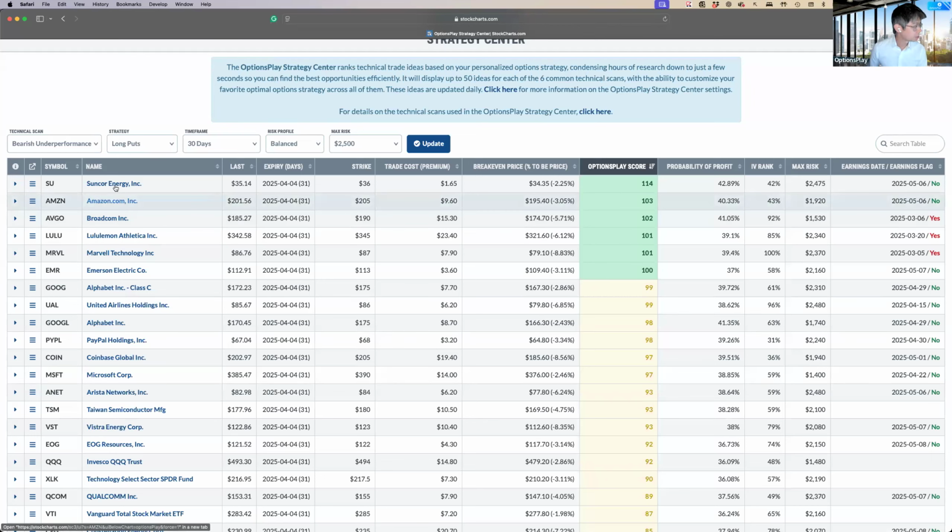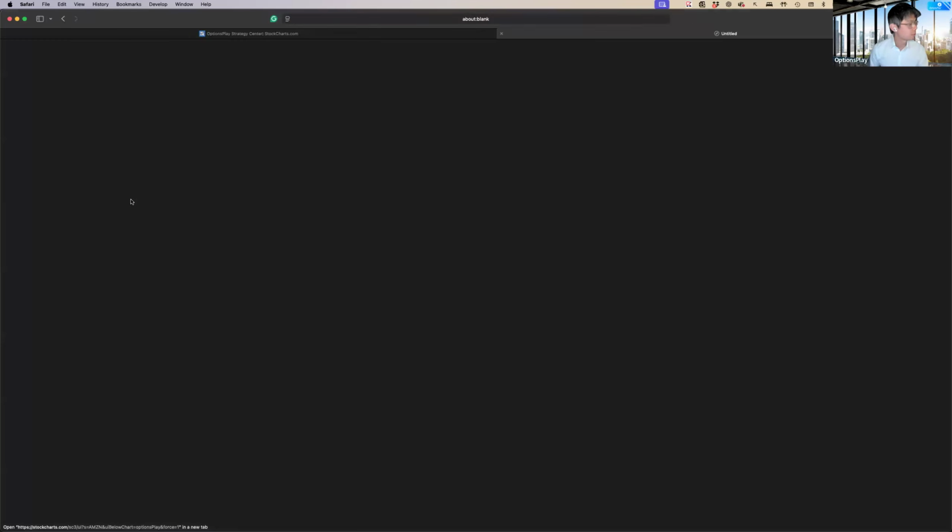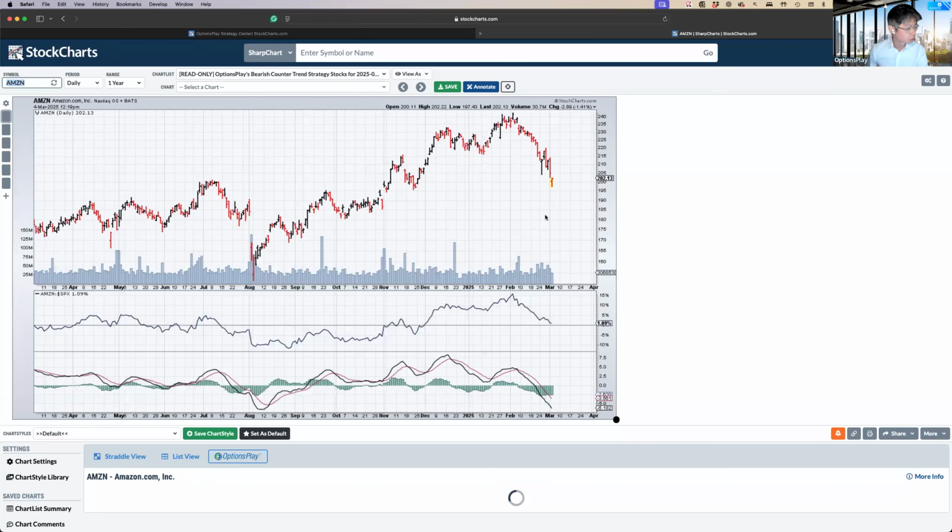So let's look at Amazon. I'm going to use Amazon just because Suncor Energy, which is the top trade here, is probably one that not everyone's familiar with, but I would imagine that everyone's familiar with Amazon. So let's just take a quick chart here of Amazon, just to help you understand the trade structure.